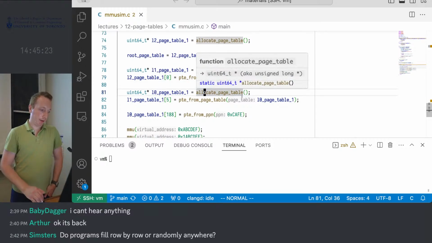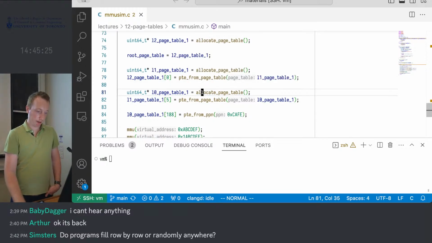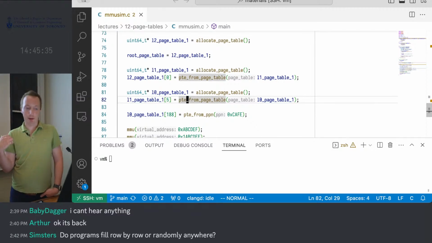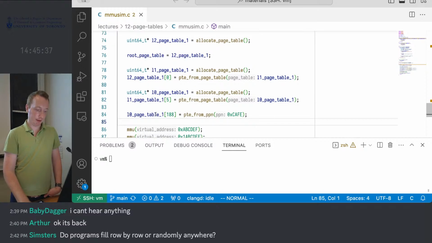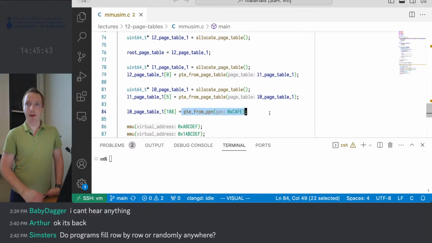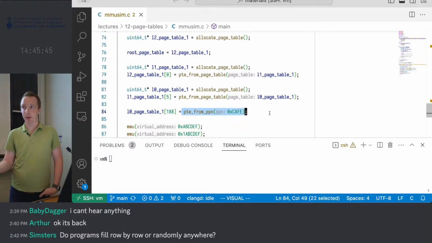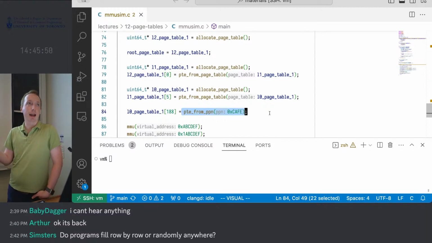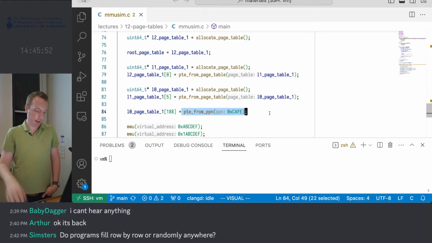Then here I create an L0 page table, and in my L1 page table, I just pick index 5 because I felt like it, and I make it point to an L0 page table. Then in the L0 page table, I create an entry at index 188, and this is where I put in the physical page number directly. It doesn't assume that that address is a page, it just uses it directly.